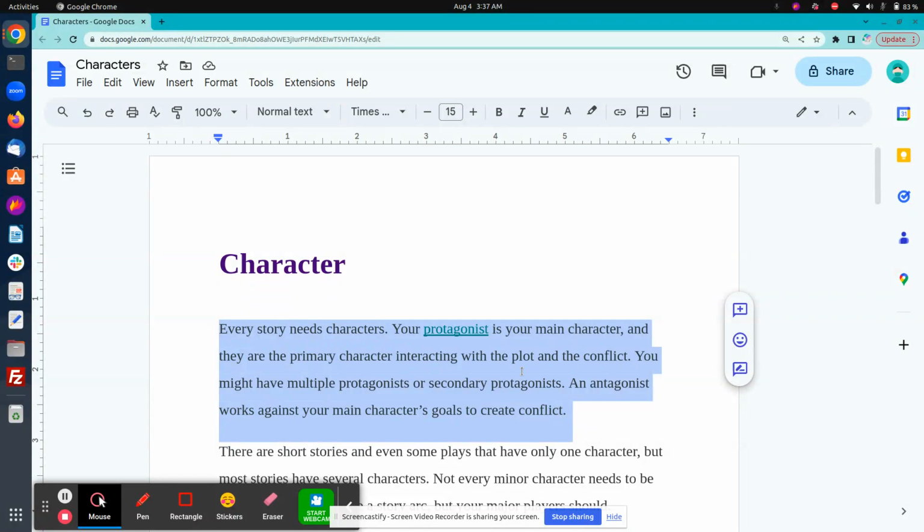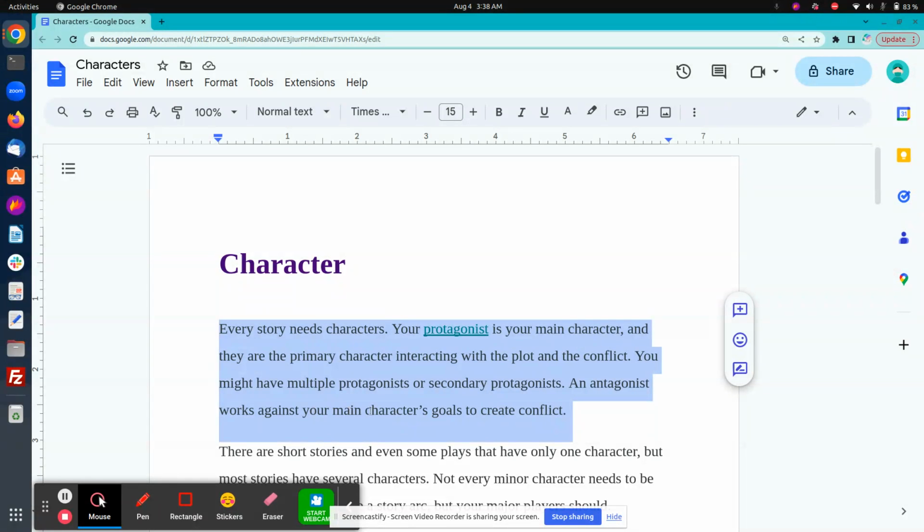So, plot is again the sequence of events, it is a list or sequence of events in the story, and conflict is more like a climax, that comes after the rising action. All right, so every story, of course, needs characters. Your protagonist is the main character, and they are the primary character interacting with the plot and the conflict. Whatever the sequence, whatever the events are happening in the story, the protagonist or the other character, the antagonist, also are supposed to interact with that.